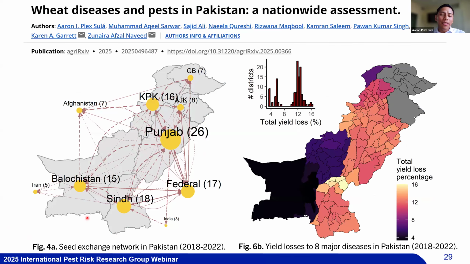So here's an example where we use expert knowledge elicitation to provide a risk assessment of the potential movement of diseases and pests in Pakistan, specifically targeting how these pests are likely to move between different regions of the country via the movement of seed exchange, or characterizing the yield losses at the national scale based on expert estimates.